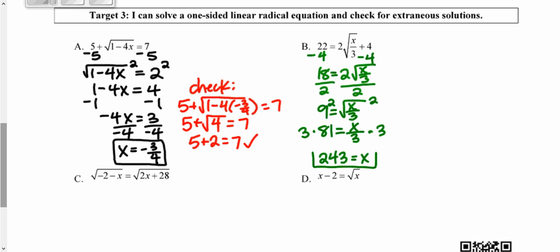Before I can finish this problem and say that's for certain the correct answer, I have to plug it back in, always checking for the extraneous solutions. So I'm just plugging it back into that original problem.